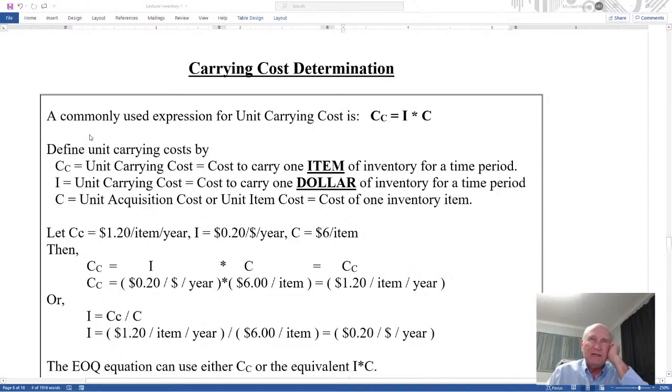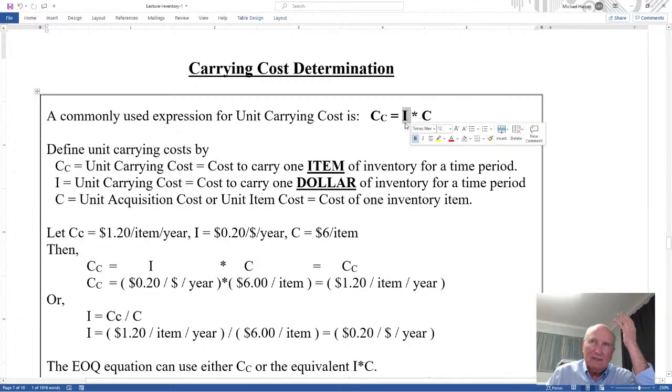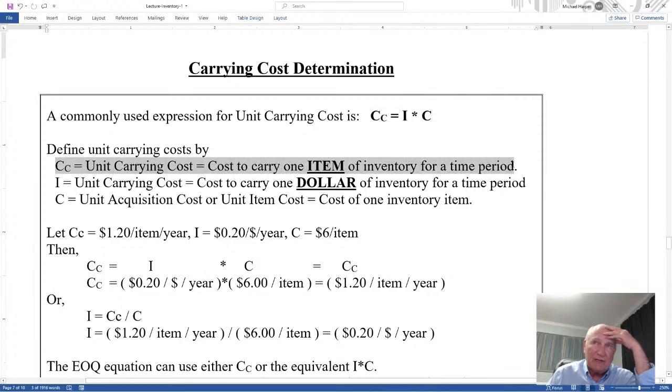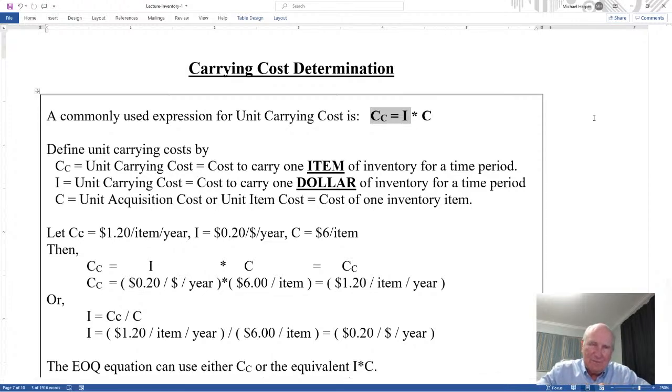Okay, the carrying cost determination. A commonly used expression for carrying cost is C sub C is I times C. Now this I is my variable. I could have picked anything, but the C sub C and I, both of those are carrying cost. C sub C is a unit carrying cost to carry one item of inventory. I is a cost to carry $1 of inventory. They're both carrying cost. I'll emphasize this over and over again: be careful looking at the variable names. Those variable names could change. Every company could have its own. What's important are the units, how it's used, and how it's interpreted. That defines the actual variable, not the variable name.